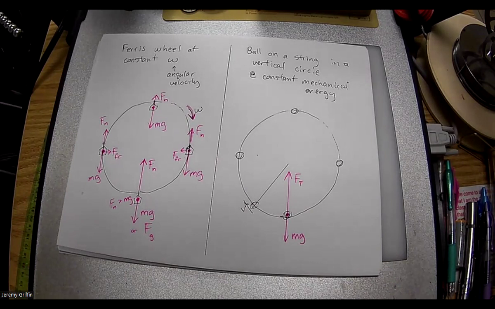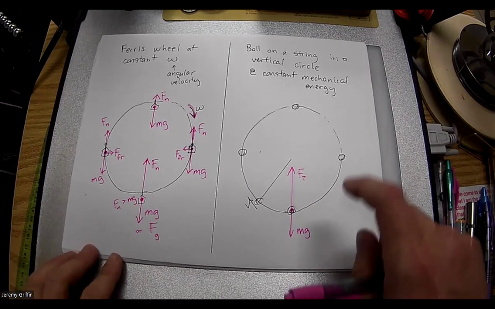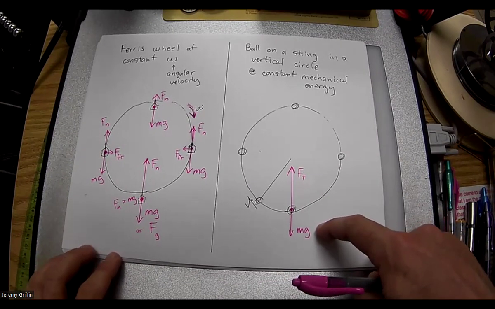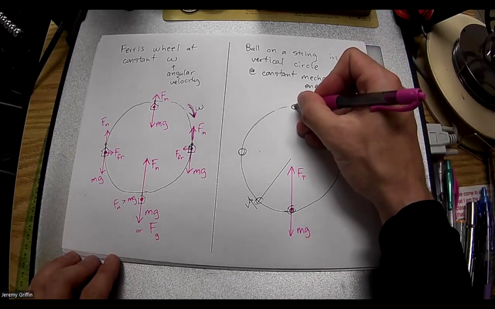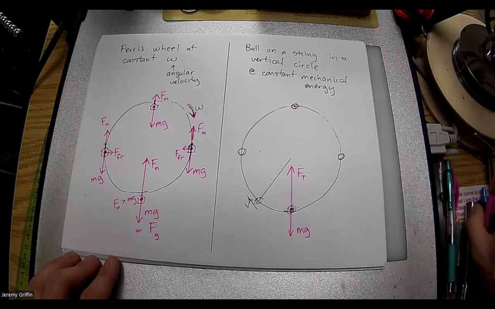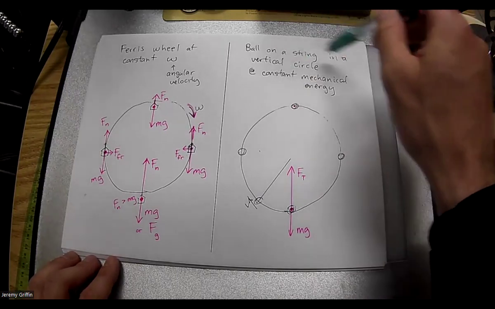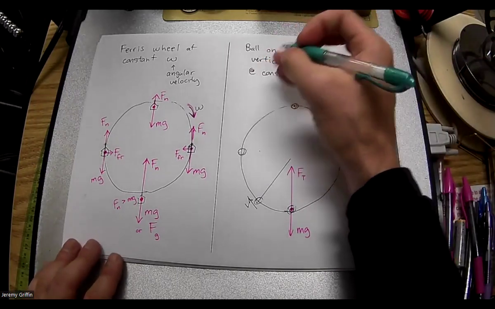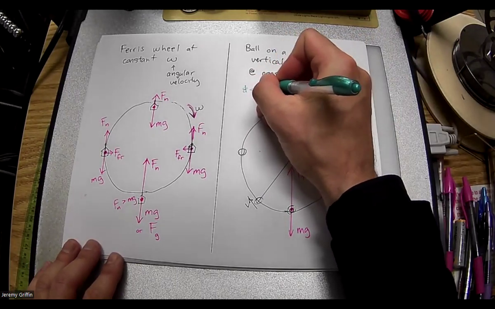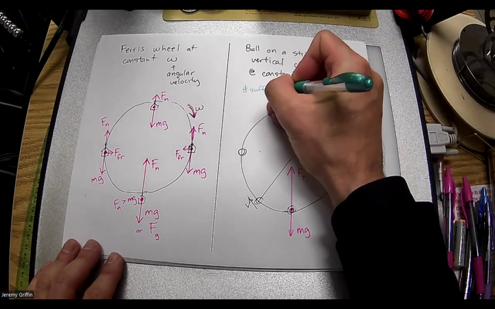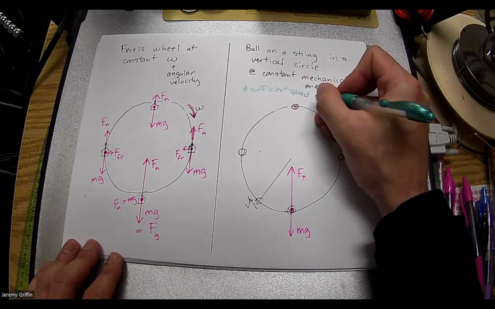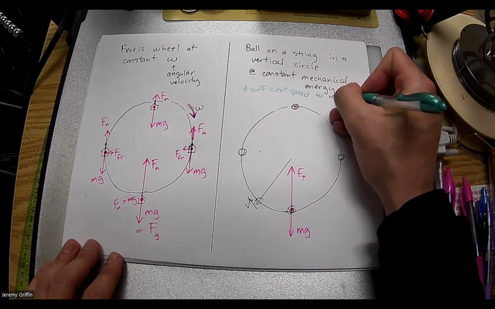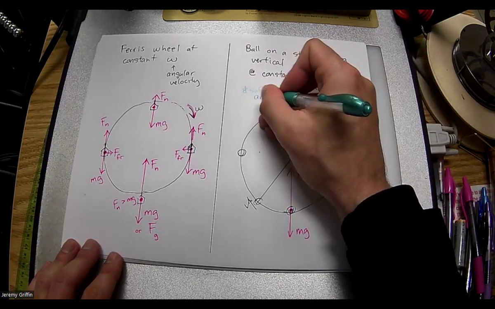All right, good detail. So back to the ball and the string. You guys good so far? Ball and string? Great. Now let's look at the very top. Let me add a detail to my premise here. Ball and string, vertical circle, constant mechanical energy. Let's say, and sometimes they use this term, sufficient speed to make it around the top.